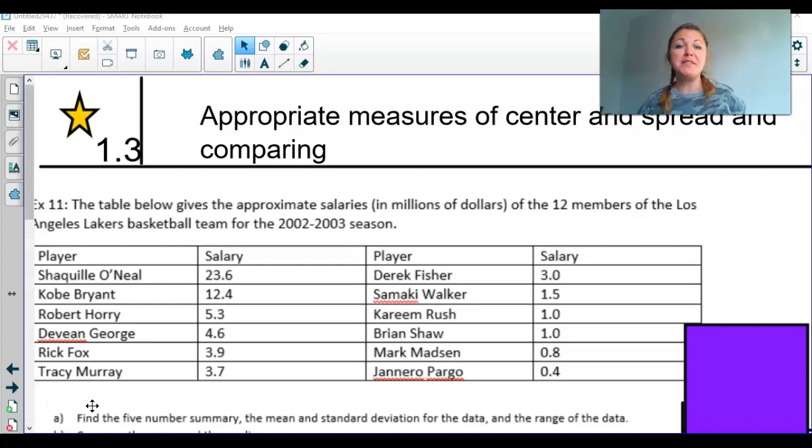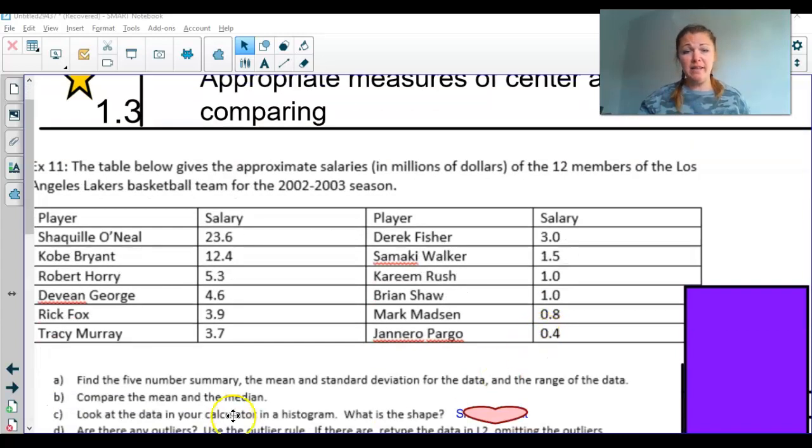The table below gives the approximate salaries in millions of dollars of the 12 members of the Los Angeles Lakers basketball team for the 2002-2003 season. Okay. So you can see Shaquille O'Neal and Kobe Bryant made quite a bit more than some of the other players. What I want you to do right now is take your calculator out. I want you to put the list of data into L1, and calculate the 5-number summary, the mean and standard deviation, and the range of the data. So pause the video now, do that, and come back, and let's look at what we got.